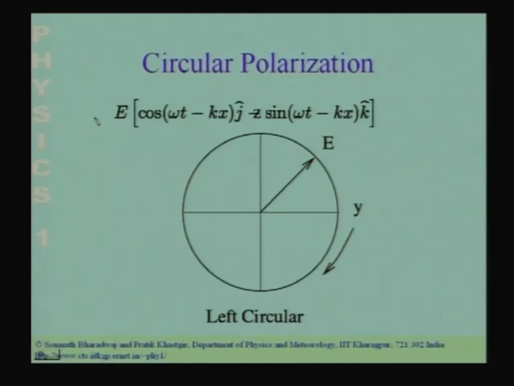So, we have written here again the expression for the electric field at a fixed point x, and we have chosen k x to be a multiple of 2 pi. So, at t equal to 0, cos omega t minus k x has value 1, so we have j here, and sin omega t minus k x has a value 0 at t equal to 0. So, the electric field is aligned totally along the y direction. So, the electric field at t equal to 0 is aligned over here. So, let me draw that. So, at t equal to 0, the electric field is aligned like this.